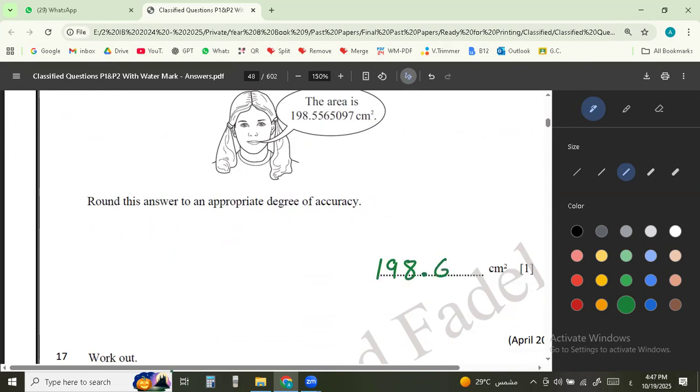198.6 centimeters squared. This way, I rounded it to the nearest tenth. Someone else might say, I'm going to make it 199 centimeters squared. That's also correct.